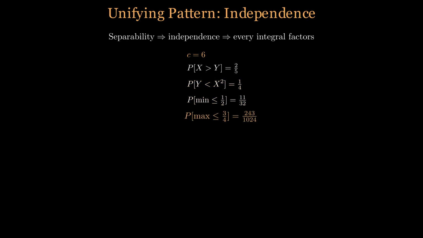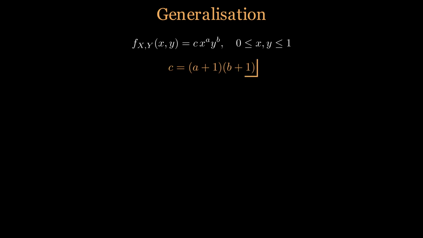This problem reveals a general pattern. For any joint PDF c times x to the a times y to the b on the unit square, the normalizing constant is c equals (a plus 1) times (b plus 1). The marginals are (a plus 1) times x to the a and (b plus 1) times y to the b. X and Y are always independent for every positive a and b.